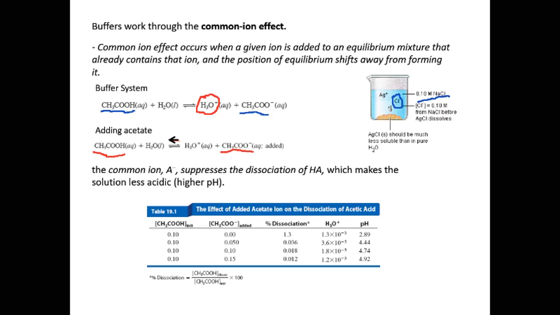Now if we add a strong acid, say we add some H3O plus. When we add H3O plus, we're increasing the concentration of H3O plus, so it's going to shift to make more acetic acid. So the concentration of acetic acid goes up, the concentration of your weak base goes down. Because again, as you add more H3O plus, you're going to increase the concentration of a product. It's going to shift to make more reactants and decrease the products.